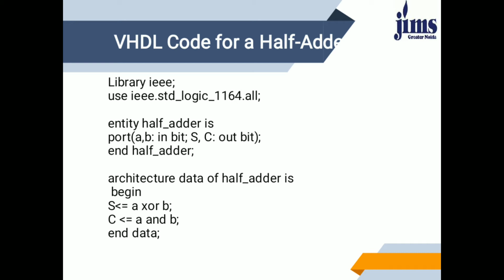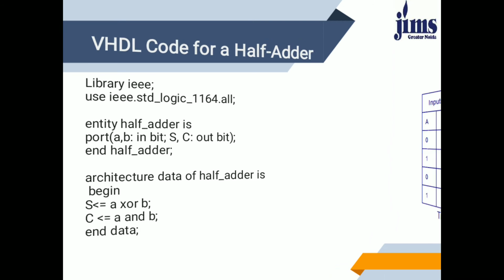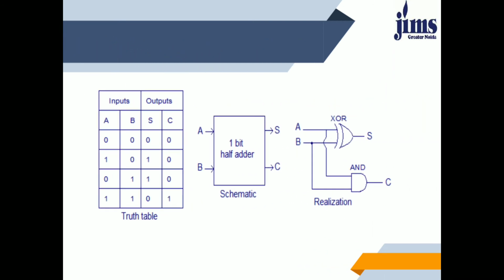Similar to the half adder, the VHDL code for the full adder can be written. Here, for your reference, I am showing a circuit diagram. An XOR gate and an AND gate are used for generating sum and carry respectively. This is a 1-bit half adder, that means A and B are both single bits that we are adding. So sum and carry will be generated. If inputs are 0 0, then carry and sum will be 0 0, and similarly we can find the other answers.